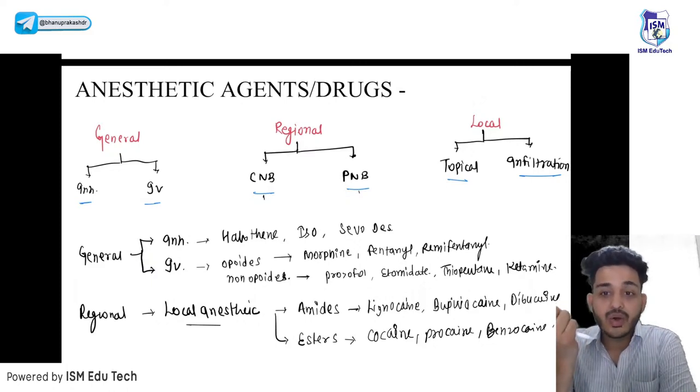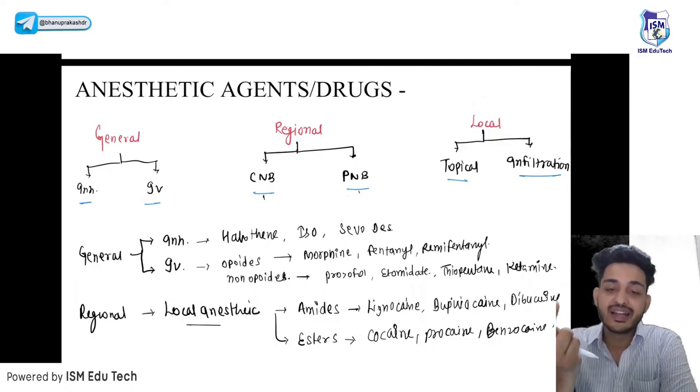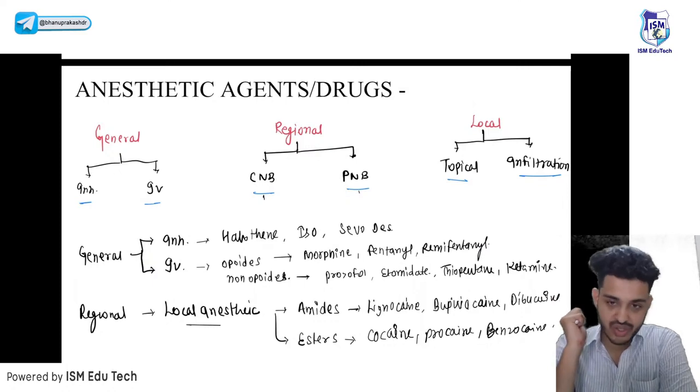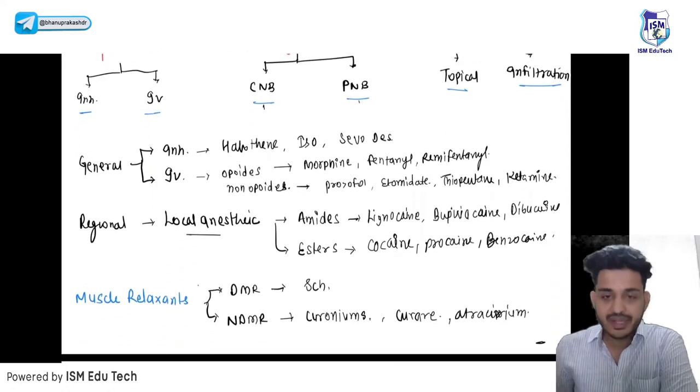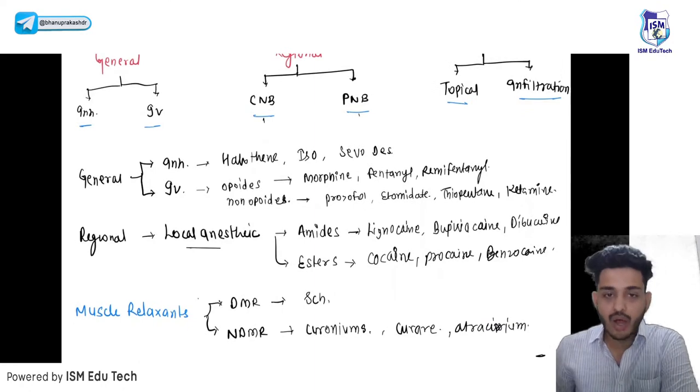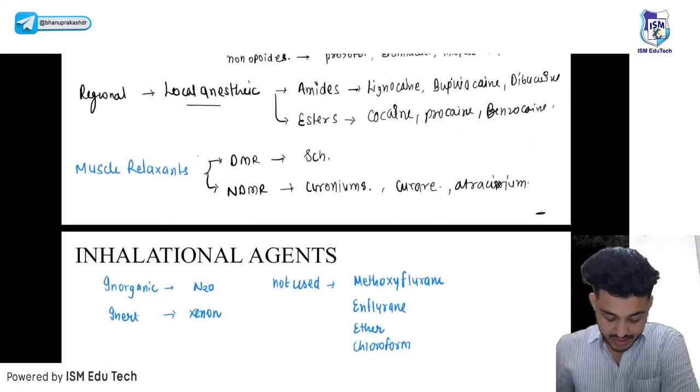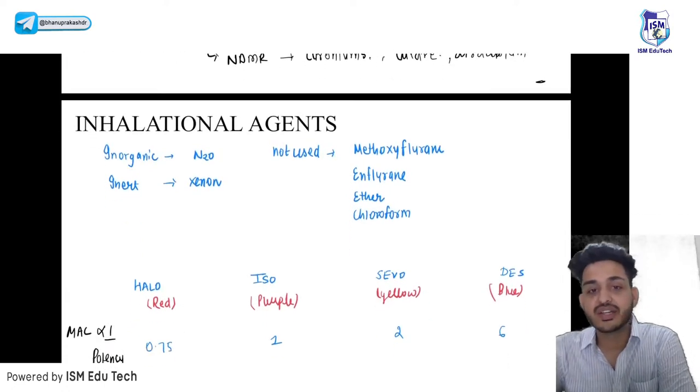First will be free oxygen, then we need to induce the patient, then we need to maintain the patient, and then we need to reverse the patient, right? So all those things will be repeated again. Now we need to know the drugs. What are the drugs that are causing all those things? So first thing will be inhalational agents. We have different kinds of inhalational agents.